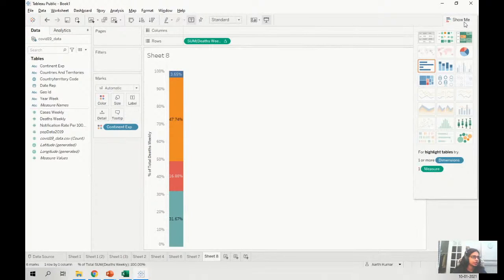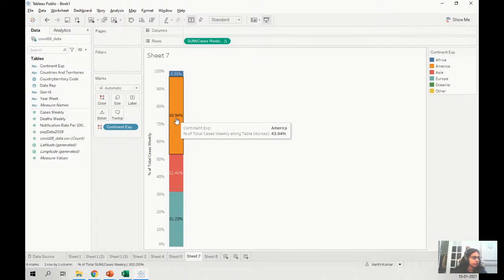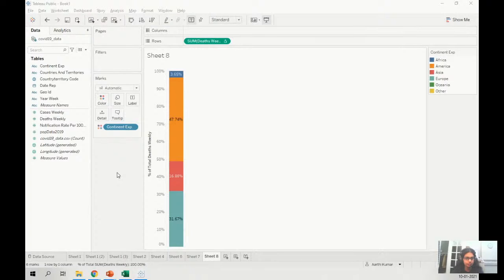So if you look at it, in case of death, let's look at America. 47.74% of the total COVID deaths in the world come from America, whereas 43.94% of the total cases come from here. So if you compare, it's better to compare these two simultaneously. I'll show this again when we cover the dashboard section. But if you want to compare two measures, it's better to do it in a stacked bar chart instead of a pie chart.